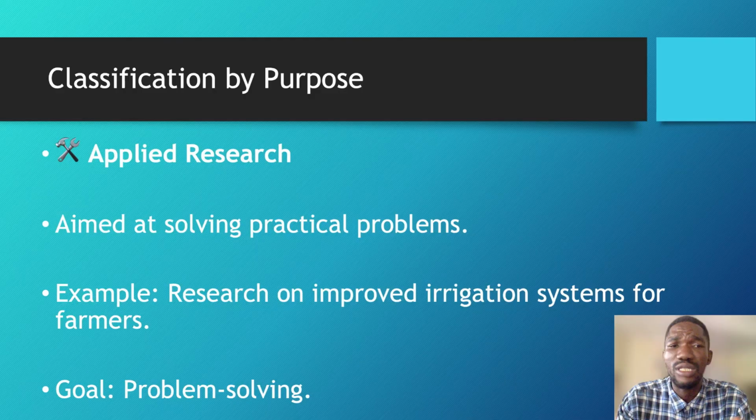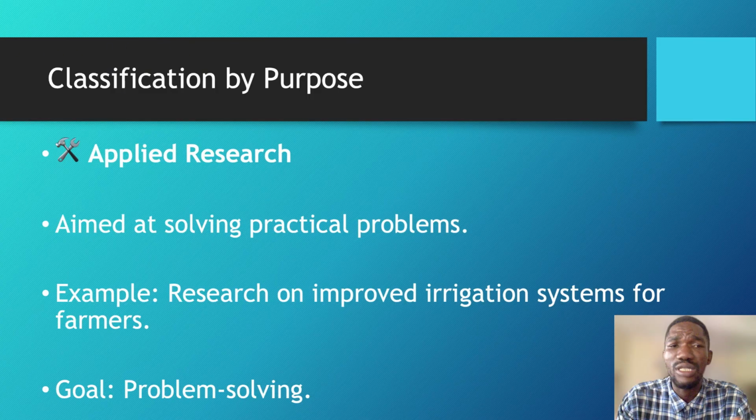Now, the next type of research by virtue of classification by purpose is applied research, and the goal is aimed at solving practical problems. An example is if you are doing research on improved irrigation systems for farmers. You are trying to solve a particular problem. So you have realized that there is an irrigation problem for farmers. You want to inquire how you can develop resistant varieties. That's actually applied research, and that classification is based on purpose. The goal is problem solving.